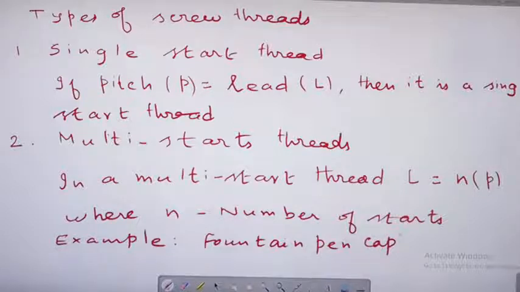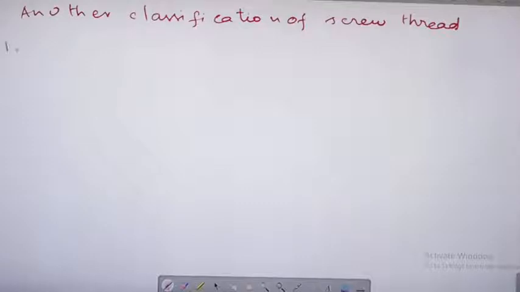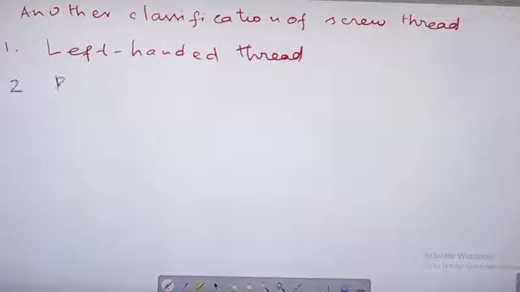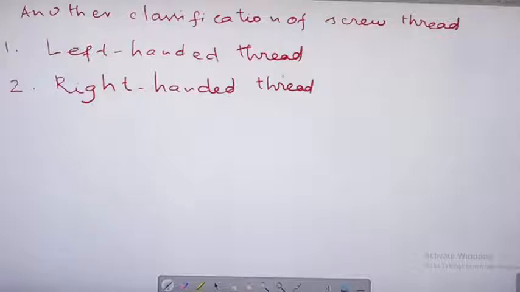We can also classify the screw threads in another way: one, left-handed thread, and two, right-handed thread. In a left-handed thread, upon rotation of the fastener in the anti-clockwise direction, the fastener will advance in the axial direction. In a right-handed thread, upon rotation in the clockwise direction, the fastener advances in the axial direction.